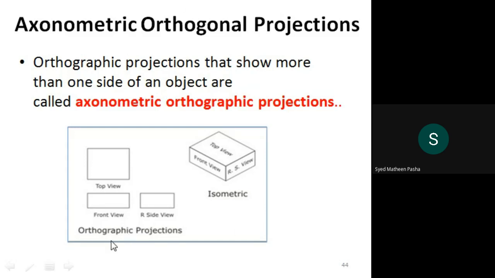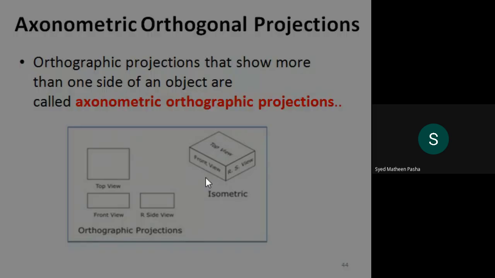Check out here orthographic projections. The top view as well as front view of that particular object can be displayed with respect to orthographic projections. Orthographic projection in the sense that just one side of the object is being represented. But coming to axonometric or isometric, you can display any side of the object, that is top view, front view, or the right side view of that particular object. That is, more than one side can be displayed with the help of axonometric projections.